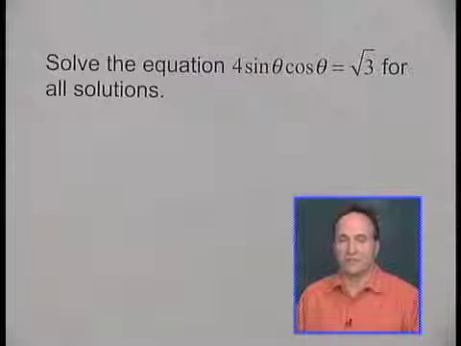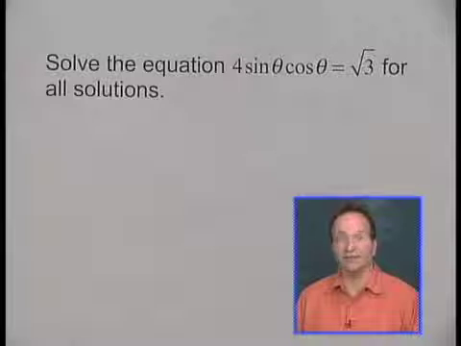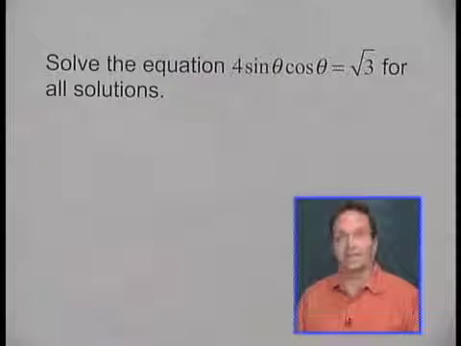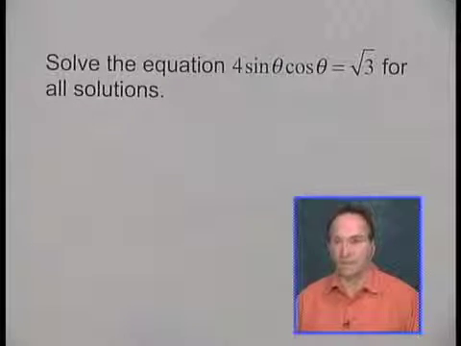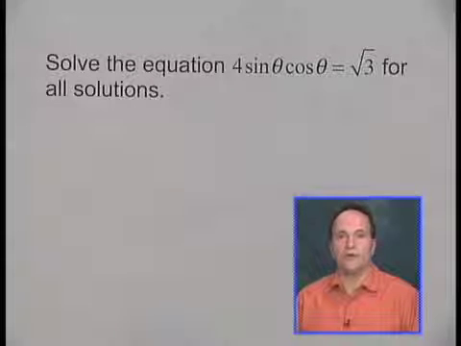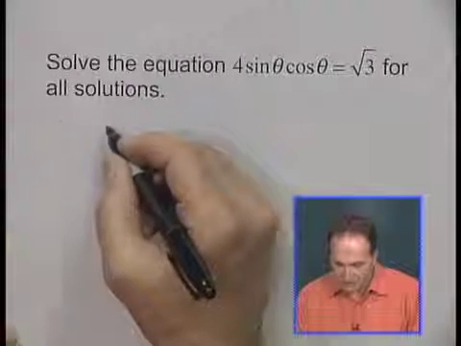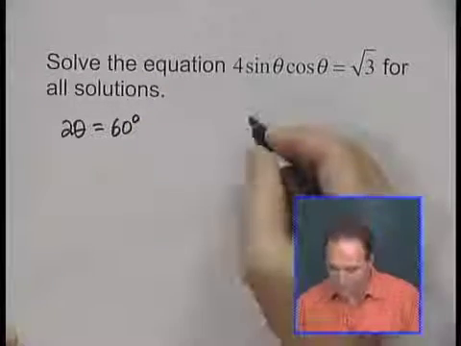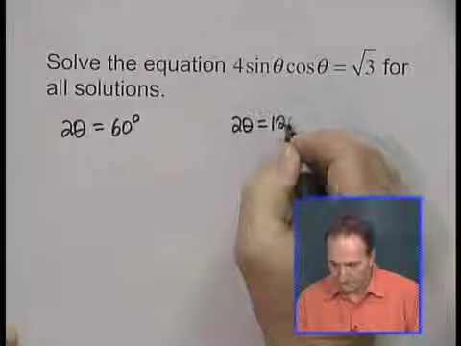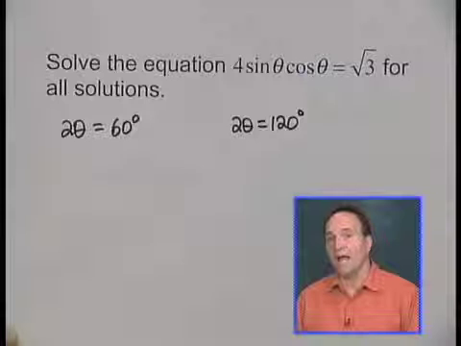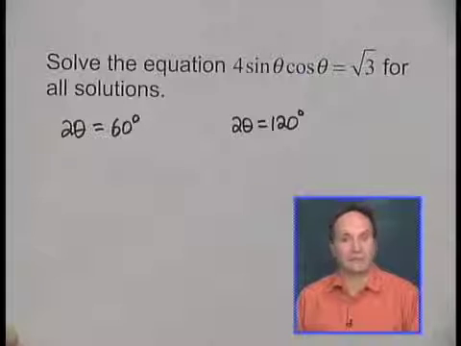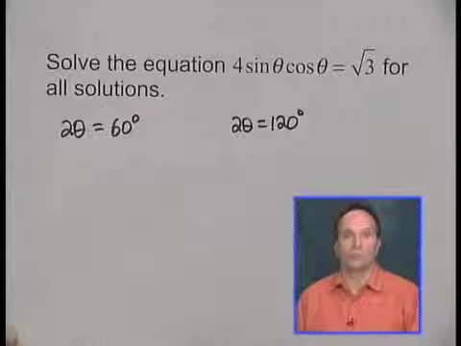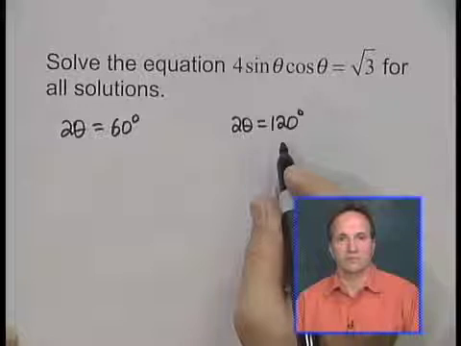Let's look at another part of this example. Solve the equation 4 sine theta cosine theta equals the square root of 3 for all solutions. Well, remember, we had solved this in the interval from 0 degrees to 360 degrees, and the two angles that we were dealing with were 60 degrees for 2 theta and 120 degrees for 2 theta. So now remember, to find all solutions, we add multiples of 360 degrees to each of the original two solutions, which were in quadrants 1 and 2.